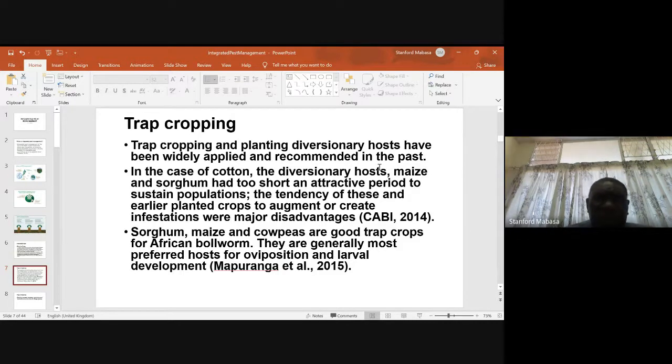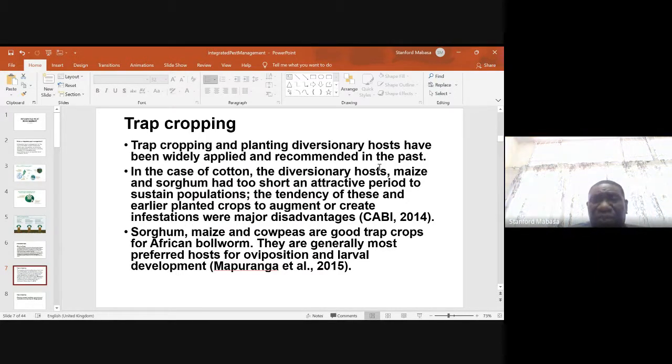There's a trap cropping. We can also use trap cropping to prevent the buildup of pests. Now, trap cropping and the planting diversionary hosts have been widely applied and recommended in the past. But for cotton, the use of maize and sorghum has not been very effective. These two, in some cases.